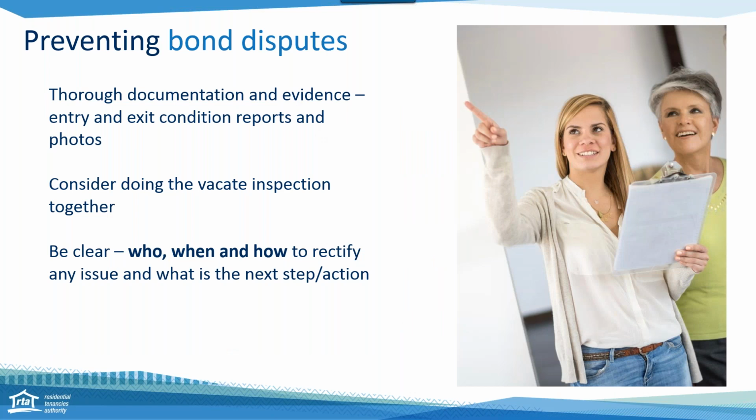So thorough documentation and evidence at the start and also at the end is vital. Under section 188 of the legislation, the tenant is to return the property in the same condition it was at the start of the tenancy, less fair wear and tear. Having that fully completed detailed report and photos shows what that property was like at the start, and again at the end, avoids those conversations where it was said it was left in better condition than when I moved in, or that damage was there beforehand.